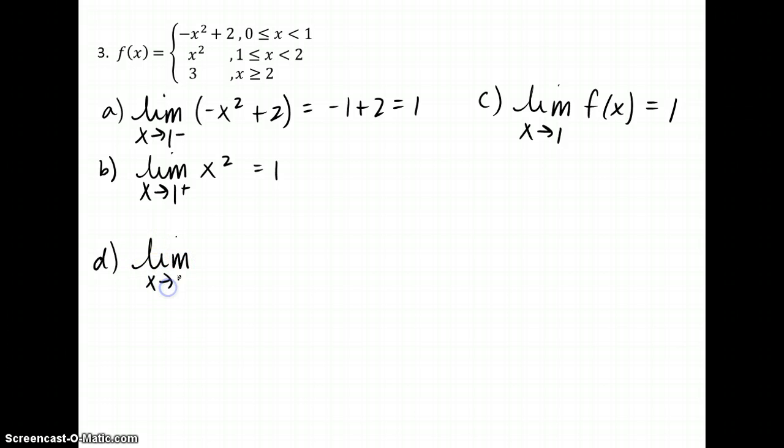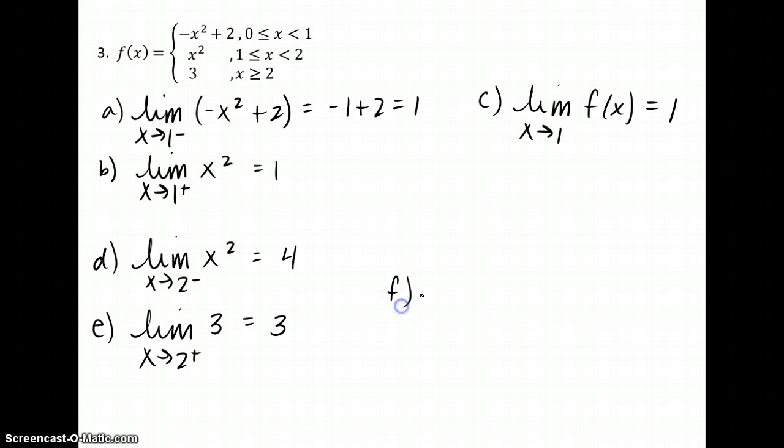Limit as x approaches 2 from the left-hand side, you would plug into the x squared function and get a value of 4. Limit as x approaches 2 from the right-hand side, that's the line, y is equal to 3, so the limit is 3. Because the one-sided limits are different, the limit as x approaches 2 does not exist.